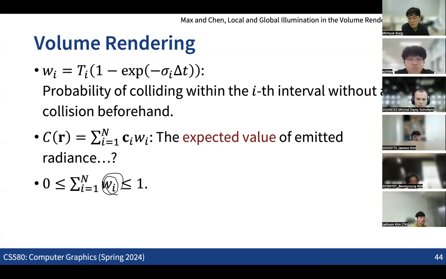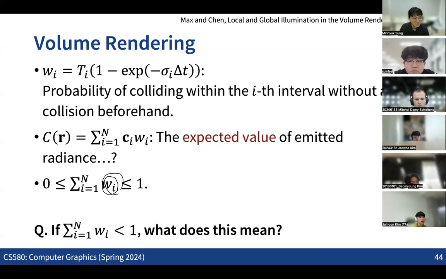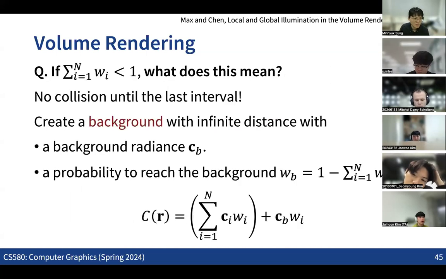That's the definition of the probability distribution. But do we really get such results? Well, actually sometimes no. Sometimes there would be cases where the sum of the probability becomes less than one. Then what's the meaning of the sum of the probability being less than one? Well, basically that means that there was no collision until we passed the entire range of the ray.